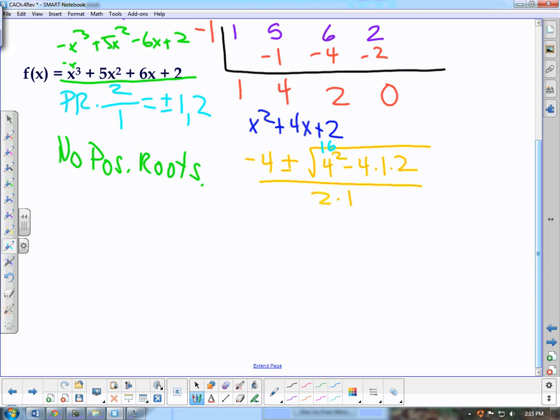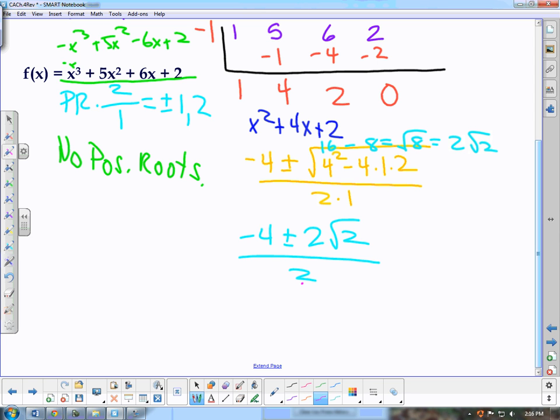Simplifying this, that's 16. That's 8. 16 minus 8 is 8, and the square root of 8 is 2 times the square root of 2. So now we have a negative 4 plus and minus 2 square root of 2 all over 2. And since you can divide each of these values by 2, you then would have a negative 2 plus and minus the square root of 2.